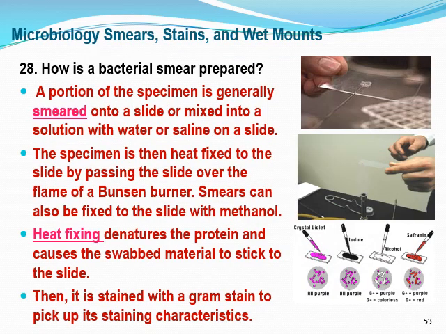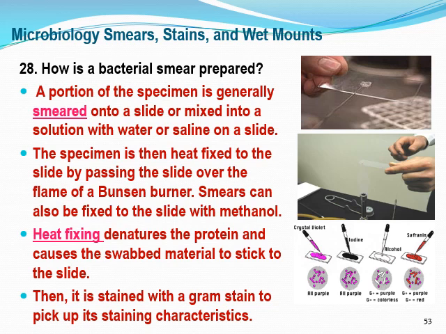So we're talking about how bacterial smears are prepared, right? A portion of the specimen is generally smeared onto a slide or mixed into a solution with water or saline on a slide. Like you have a drop of water or saline on there, then you take some of the specimen and smear it on there, right? The specimen is then heat fixed, and in your textbook there's a very good photo with examples of heat fixing. It's on page 212 down at the bottom, okay?